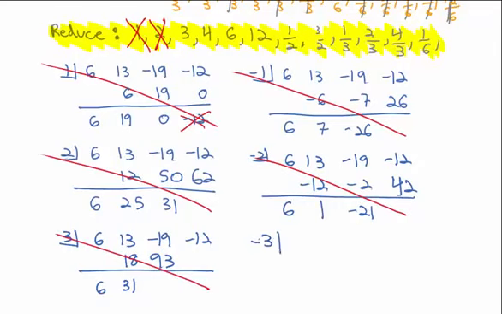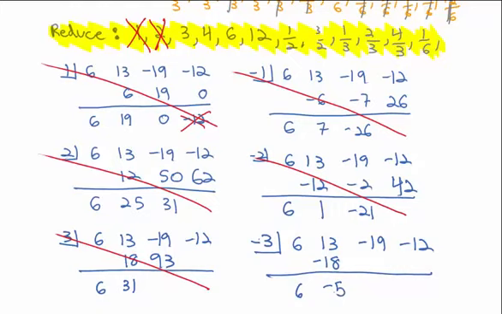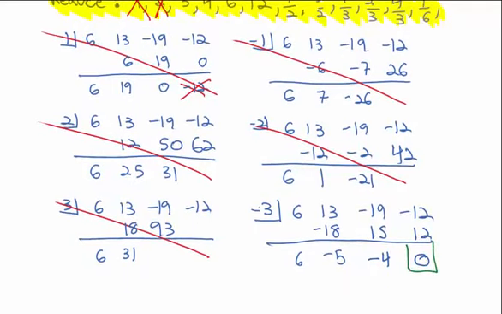So now we try negative 3 with 6, 13, negative 19, and negative 12. 6 comes down. 6 times negative 3 is negative 18. Gives us negative 5 times negative 3 is 15. 15 and negative 19 is negative 4. Times negative 3 is 12. And look at that. We got our 0 that we were looking for. We have a winner.